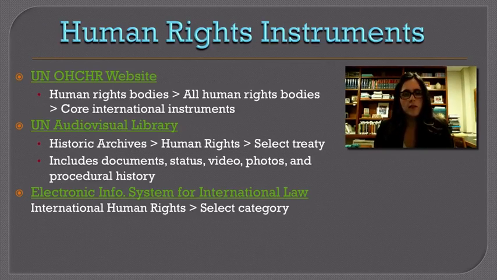And then human rights legal instruments, there are a number of different places online where you can find relevant materials. Human rights specific website from the UN OHCHR, of course, has many of these resources in one place for you. And then the UN Audiovisual Library and the Electronic Information System for International Law both focus on international law more generally, but do have a human rights section.